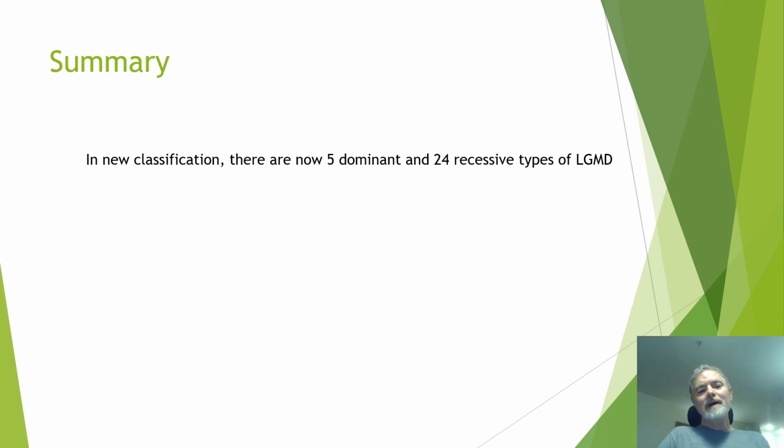Okay, so in summary, with the new classification, there's now 5 dominant and 24 recessive types of LGMD. The number went down a little bit, but there's still close to 30, and it's pretty clear that in future years there's going to be additional genes that are discovered that are responsible for LGMD.